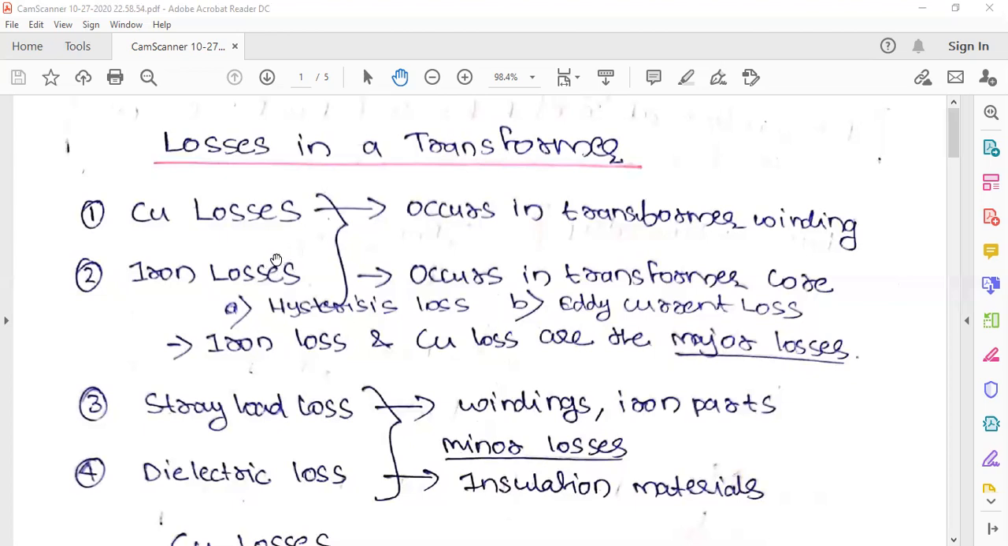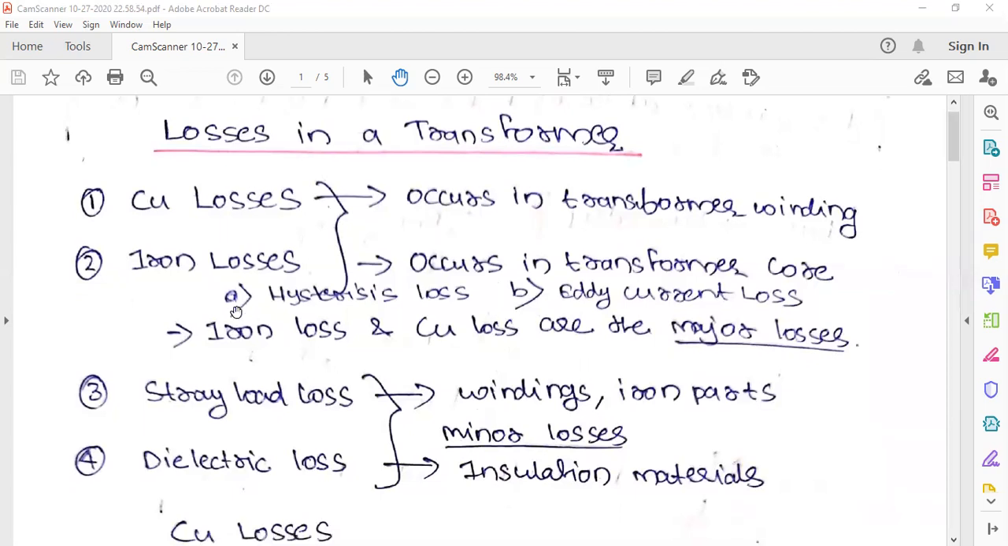We know that the copper losses occur in the transformer winding. Copper loss is current squared into resistance, so the winding resistance into the current passing through it will be the copper loss. Then iron losses occur in the transformer core. Which are the two types of iron losses? Hysteresis loss and eddy current loss, the same which you have learned before.